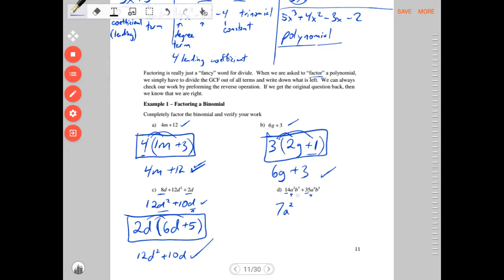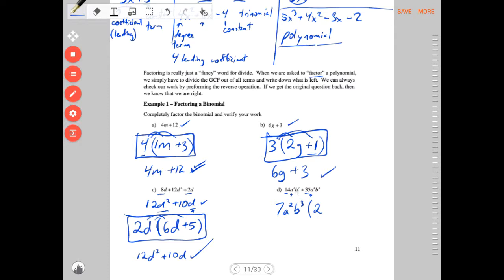So now we look for the B's. So there's 7 B's in the first one, 3 B's in the second one. So the most I can pull out of both is B cubed. Awesome. Okay, so that's it for letters. So then that's our GCF. So we just make our bracket. And now we factor, we divide. So 14 divided by 7 is 2. A squared divided by A squared is 1. But we've already got a number there, so we don't need to write the 1.